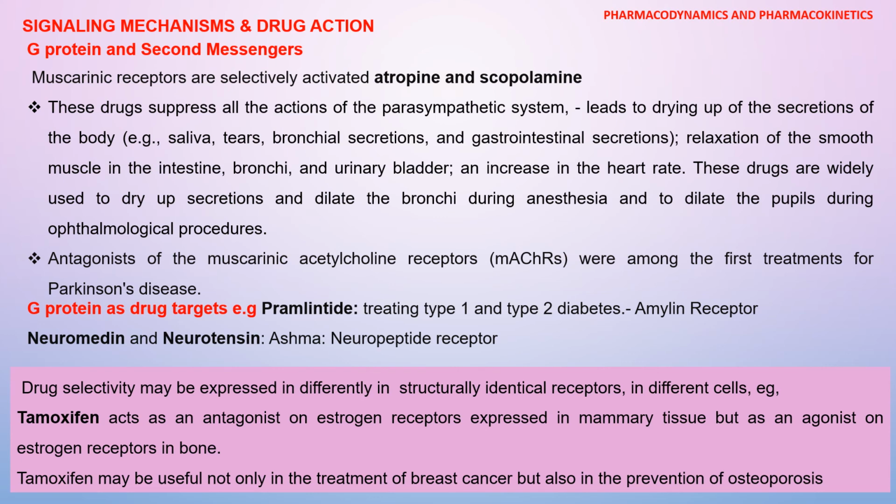Certain drugs show selectivity in response based upon different cells. An example of this is tamoxifen, which acts as an antagonist on estrogen receptors expressed in mammary tissue but as an agonist on estrogen receptors in bone. This is useful not only in treatment of breast cancer but also in prevention of osteoporosis.